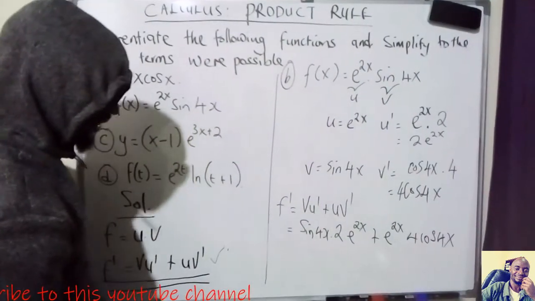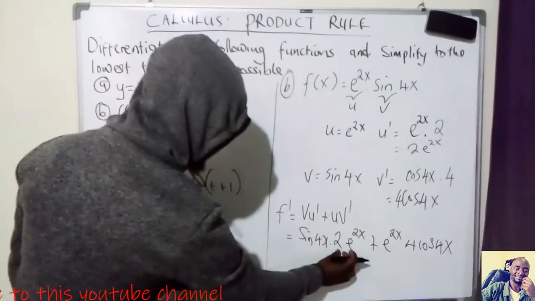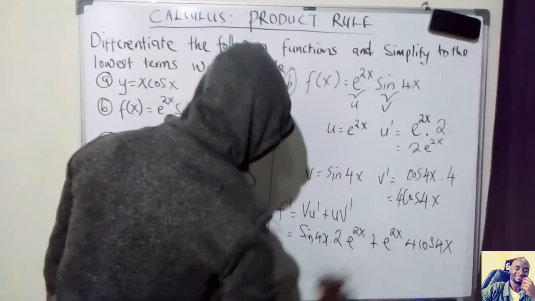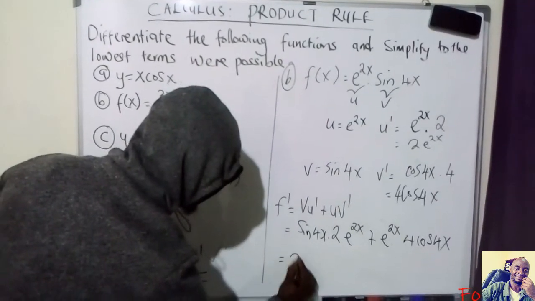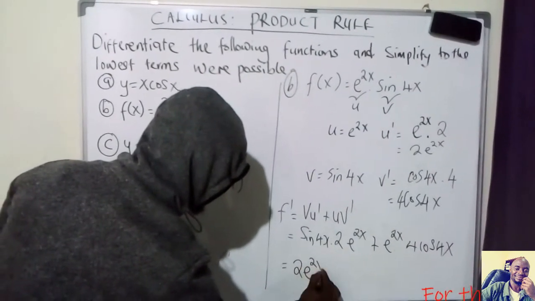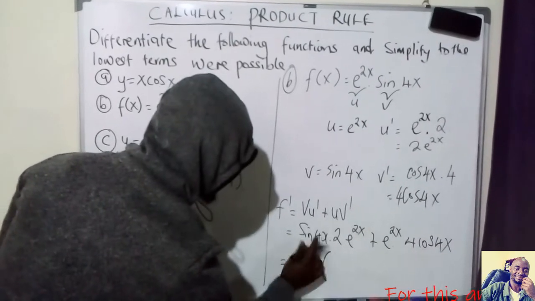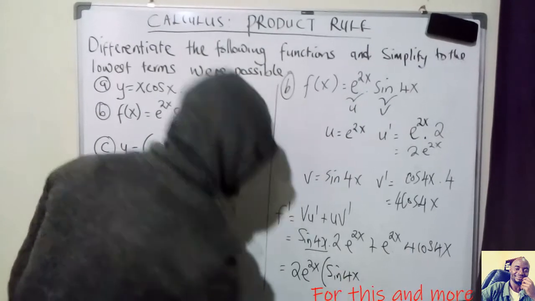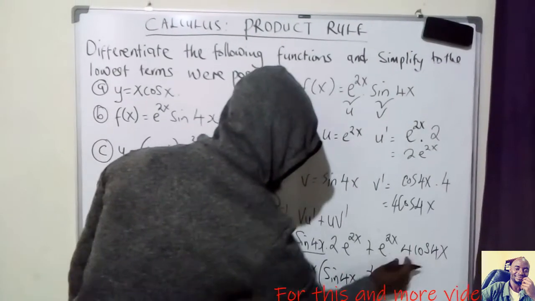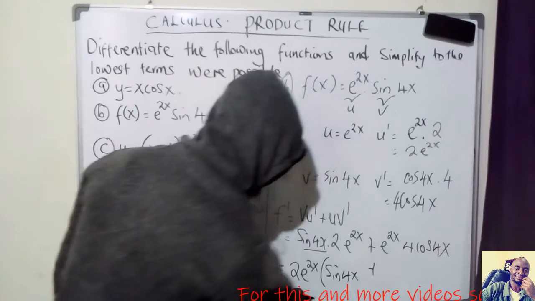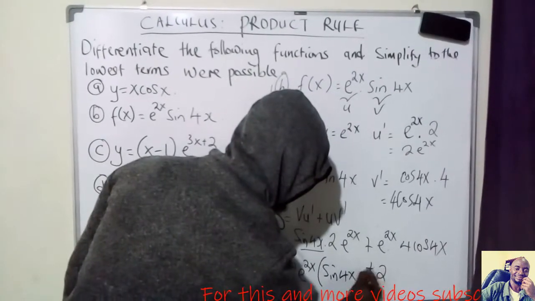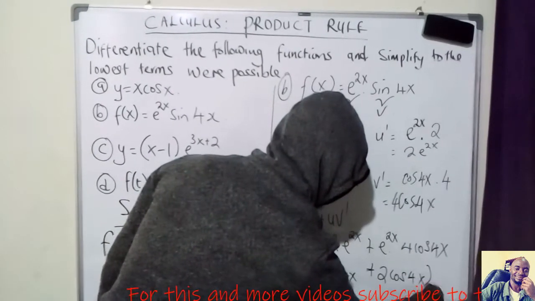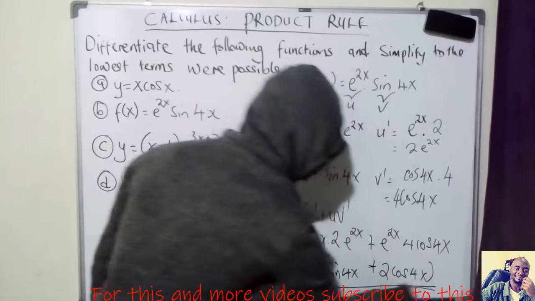Now at this point we are going to simplify. You can see that 2e to the power 2x is common. There we have 2, so I can factor it out. I'm going to have 2e^(2x). Here I'll remain with this sine 4x, plus, what will remain here is 2 cos 4x because I factored out a 2. And that will be our gradient function.